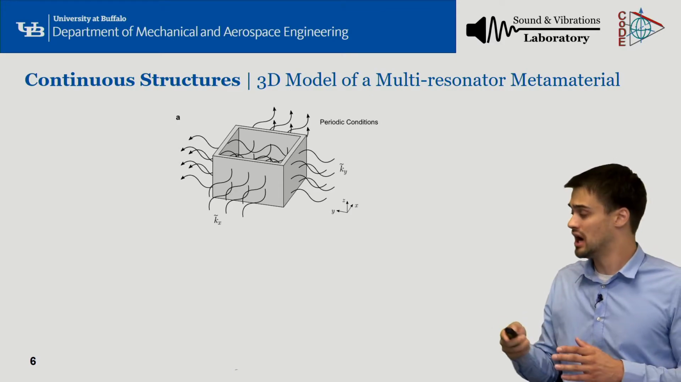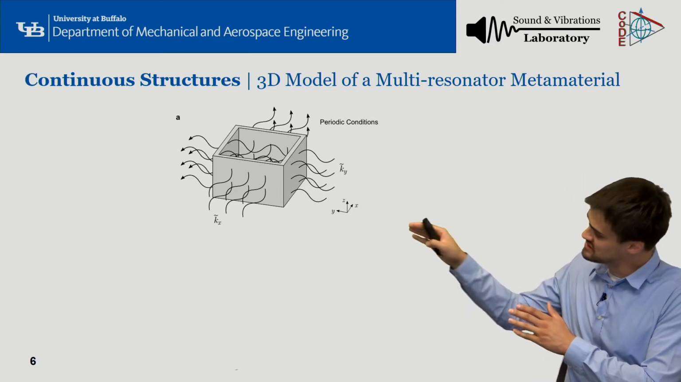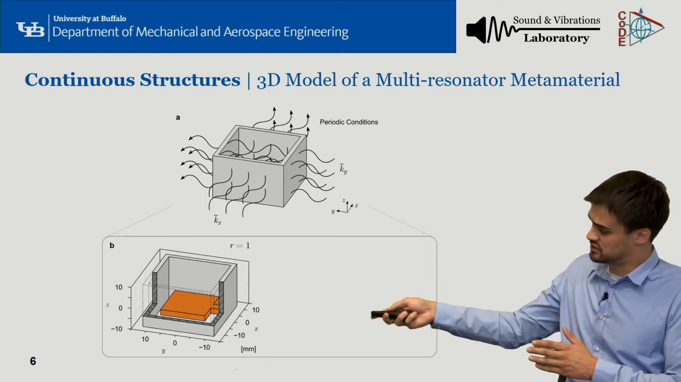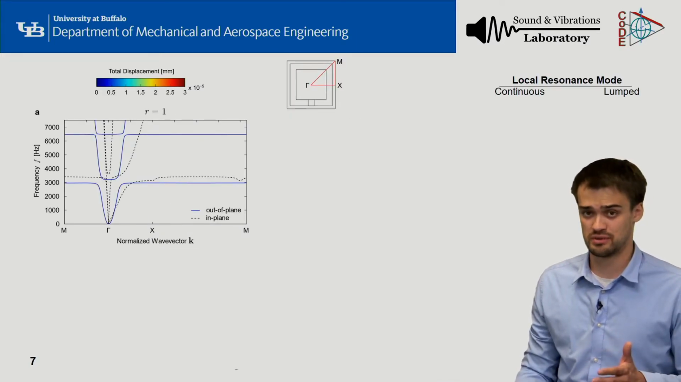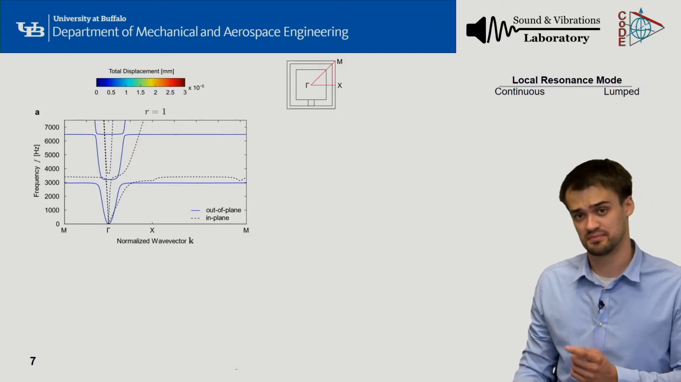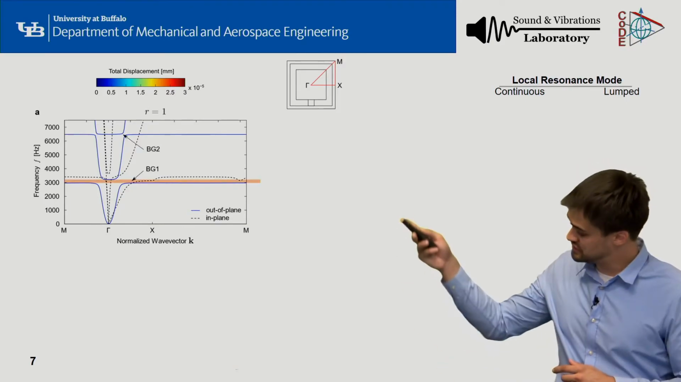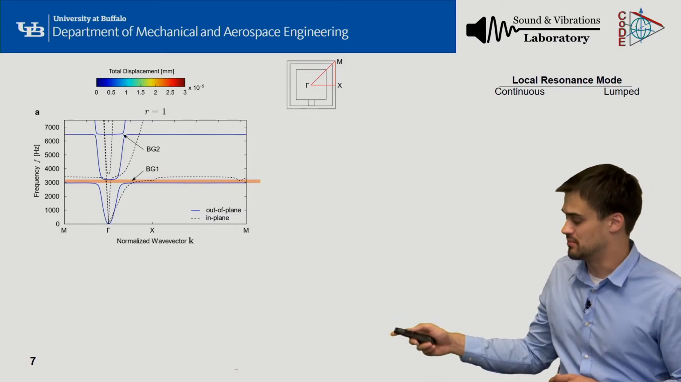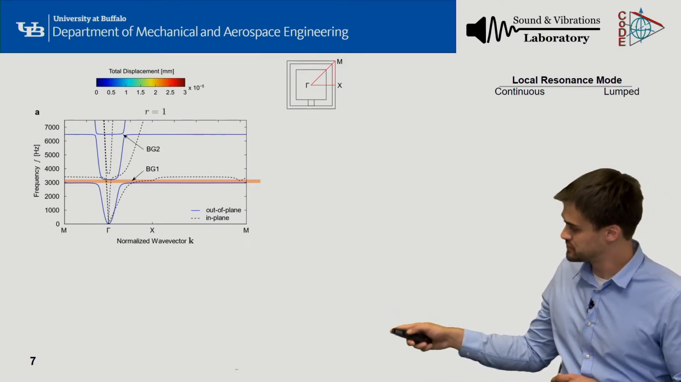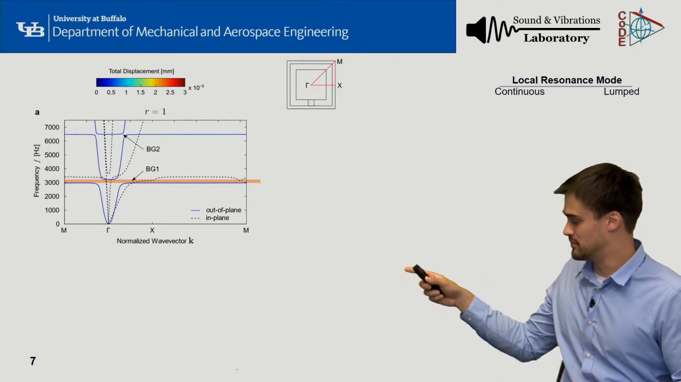In order to show you how I designed the internal resonator, let me slice the outer cell. For one resonator it looks like so, and for two like so. Let's take a look at the dispersion diagrams of the two different types of unit cells. When R is equal to B1, we can see two bandgaps evolving here. But we are more interested in the lower bandgap. The blue curves are the out-of-plane modes, and the dashed black curves are the in-plane modes.